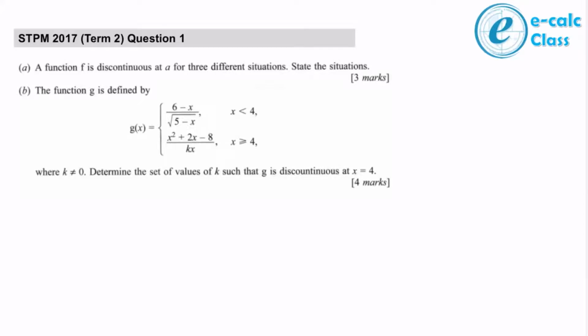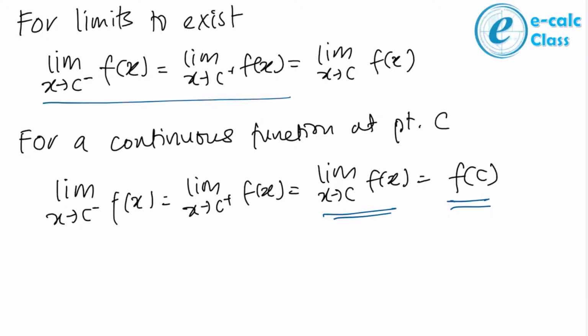Okay, so we'll continue. The question asks: a function f is discontinuous at a, for 3 different situations. State the situation. Earlier, we already discussed when a function is continuous. For a continuous function at point c, your limit from the left must be equal to the limit from the right. If both of them are equal, we say that the limit exists. And for it to be a continuous function, this limit must be the same when you plug in the value of c into the function.